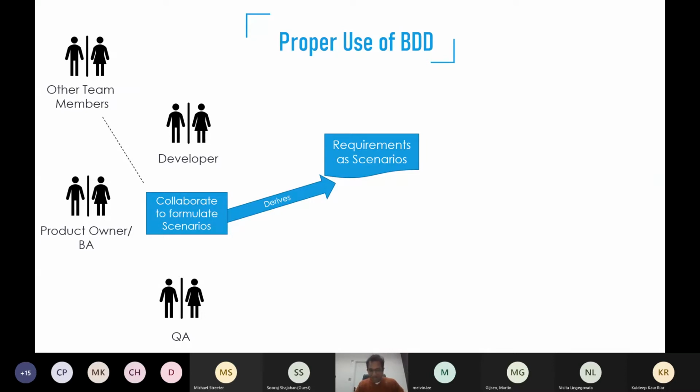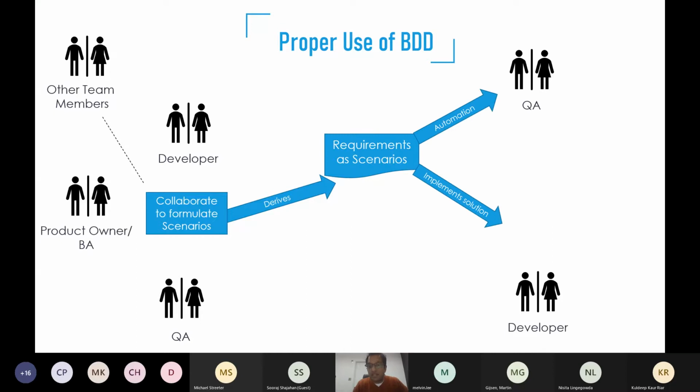So once the scenarios are laid out, once the team agrees that's what they are going to implement, both the developer and the QA start at the same time.